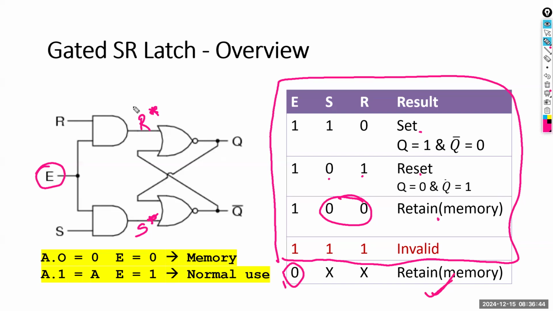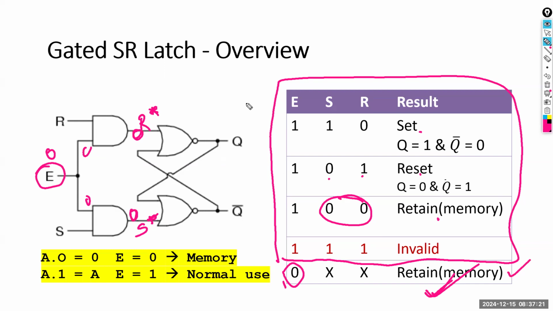So then someone will ask, why? How do you get into this kind of truth table? Because this is not coming from heaven. So the idea is this. When enable is 0, you know that in this AND gate, when at least one input is 0, the output is 0. So therefore, both R and S being 0 means memory. When enable is 0, obviously it is memory, because both S star and R star are 0. So that explains this.